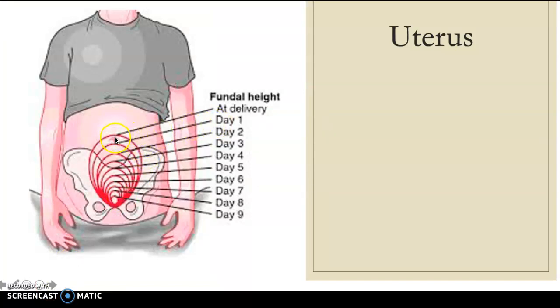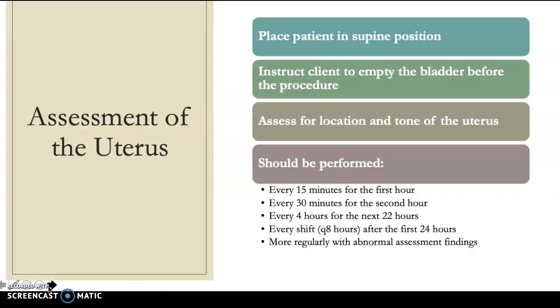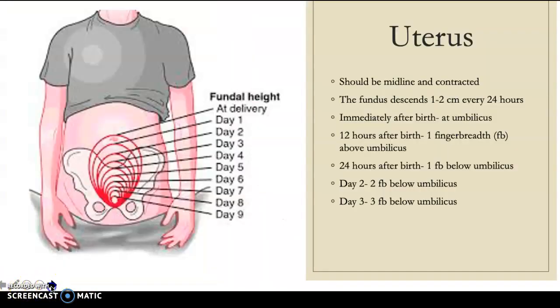So at delivery, the fundus should be a little above the umbilicus. It should be midline and it should be contracted. And then the fundus descends 1 to 2 centimeters every 24 hours after that. So at 12 hours, it will be 1 finger breadth above the umbilicus. Then at 24 hours after birth, it will be 1 finger breadth below the umbilicus. And then day 2, 2 below, day 3, so on and so forth, 3 below the umbilicus.